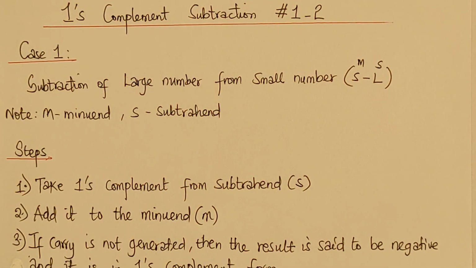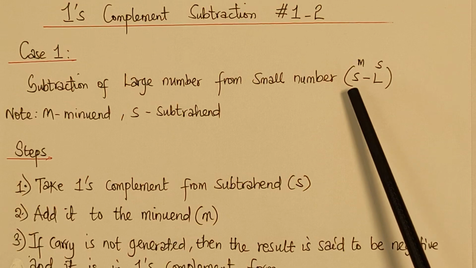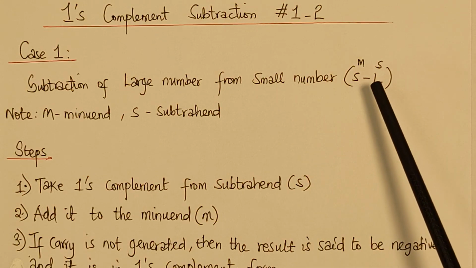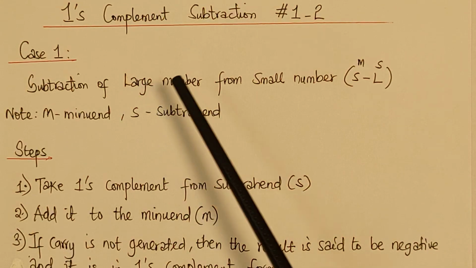In this video, I want to talk about first complement subtraction. So this will be my second video on this topic, especially on case 1. Why? Because I want to treat more examples. Now, in this case, we have subtraction of a large number from a small number. X represents the small number, while L represents the large number.